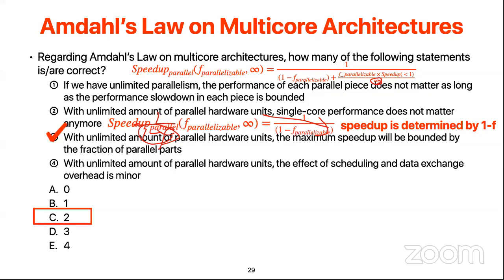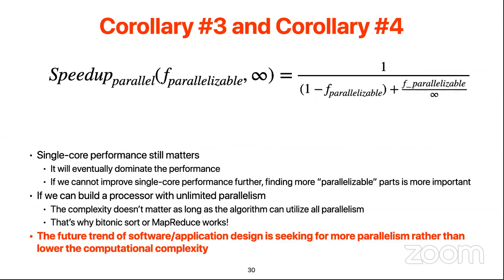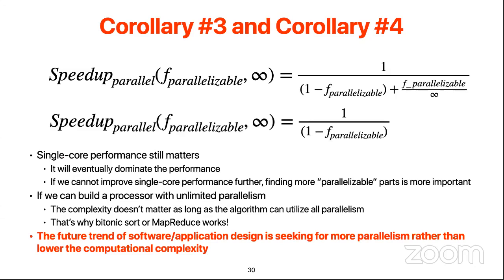So the 3 is correct, and the first is correct, right? So this question, we got 2 of them that are important. If you look at this, it actually gives us other corollaries. First of all, if we have unlimited parallelism, it means that your speedup is essentially 1 over 1 minus f, the parallelizable part. So it tells us 2 things. Single core performance still matters because it will eventually dominate the performance.